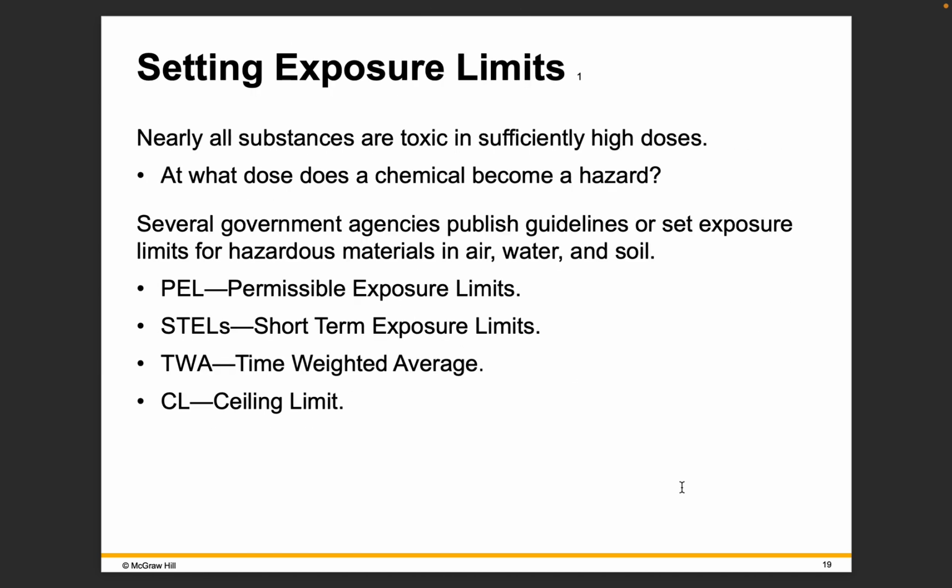All right, setting exposure limits. Nearly all substances are toxic in sufficiently high doses. At what dose does a chemical become a hazard? Well, several government agencies publish guidelines or set exposure limits for hazardous materials in air, water, and soil. Some of the terms you'll see in this are PEL, or permissible exposure limits, STELs, short-term exposure limits, TWAs, a time-weighted average, or CL, a ceiling limit.